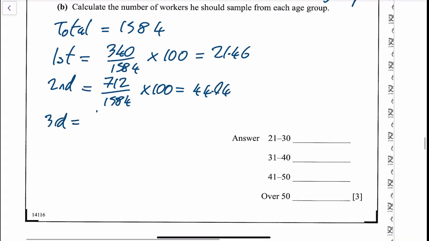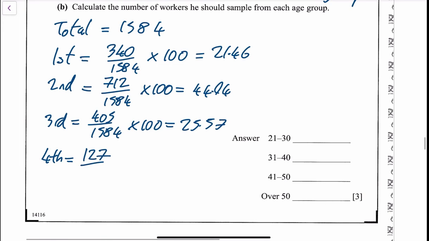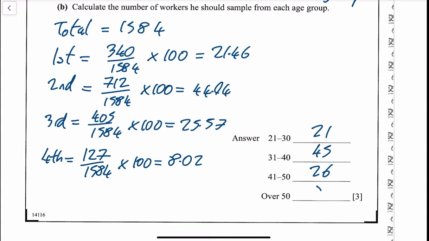The third group then gives you 405 over 1,584, and then that's times 100, that's 25.57. And the fourth group is 127 over 1,584, and then times 100, which is 8.02. And then you've got to just round those. So the first one rounded to 21, the next one is 45, the next one is 26, and the next one is 8. Now, they should always sort of engineer this. It is possible to do this and to get, with the rounding, a number either more than 100, so 101, or maybe less, 99 or whatever. But if you total those, you do get 100. So they've engineered it so it works, which is good for them.